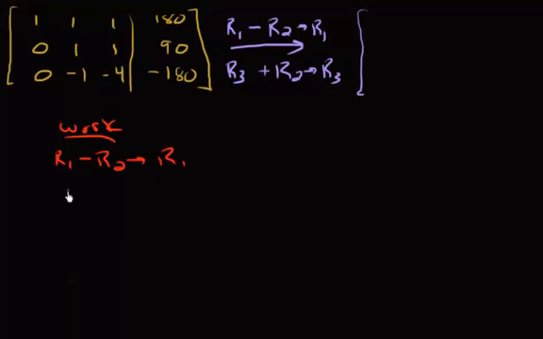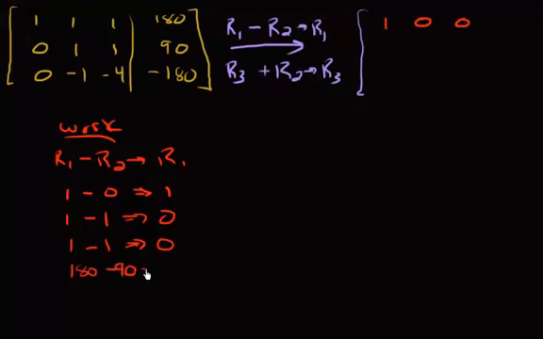So we're going to get 1 minus 0, that's 1. Then we're going to get 1 minus 1. So 1 minus 1, and that's 0. And then we'll get another 1 minus 1 from these. That's 0. And then we'll get 180 minus 90. And that is 90. So we'll put 90 up here. Alright, so we're done with the first row. Let's move on to the third row, sorry.